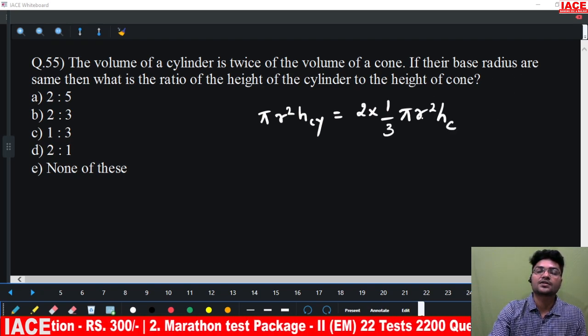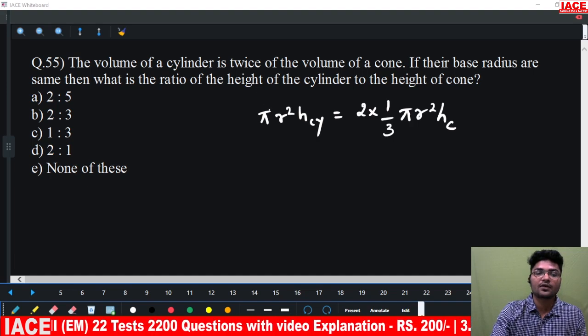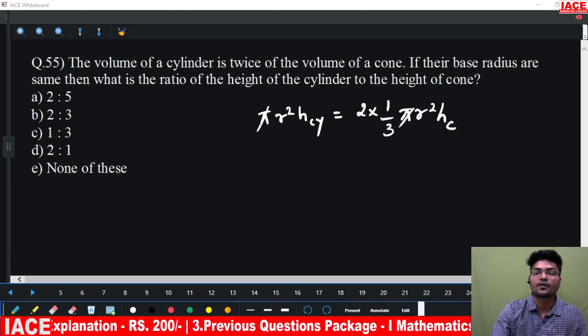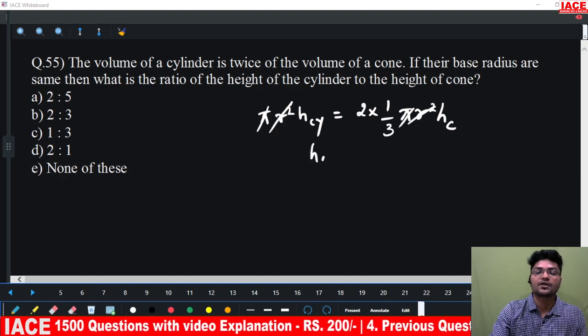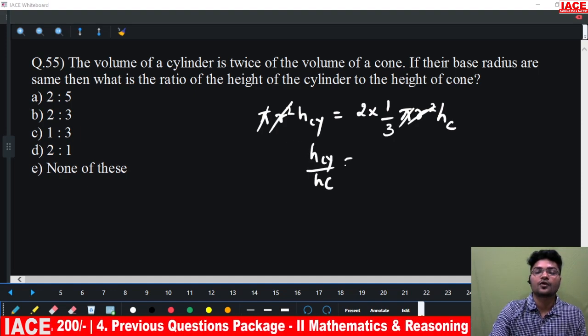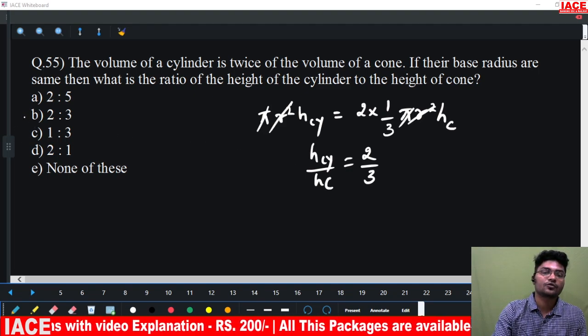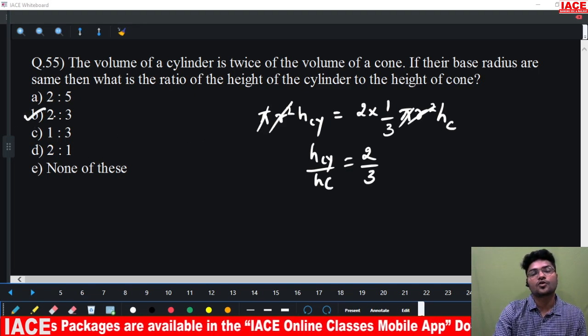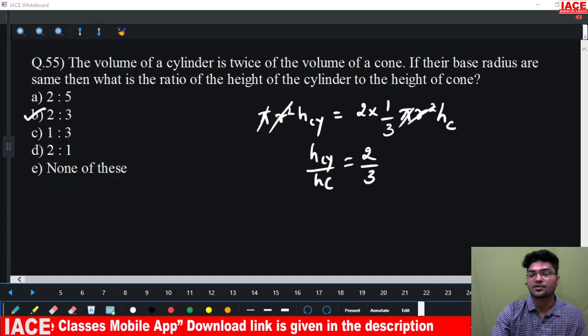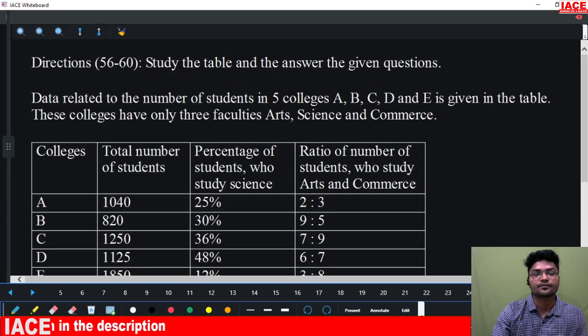Since the base radius are same, r is as it is, so pi will get cancelled out, radius will also get cancelled out. What is left out? Height of cylinder to height of cone. How much is the ratio? 2 is to 3. Height of cylinder to height of cone ratio comes out to be 2 is to 3. So option B will be our correct answer.